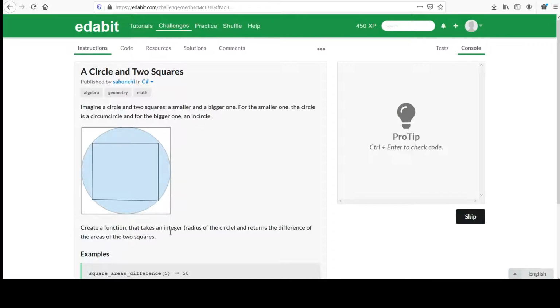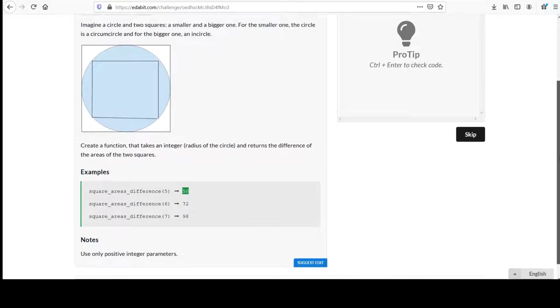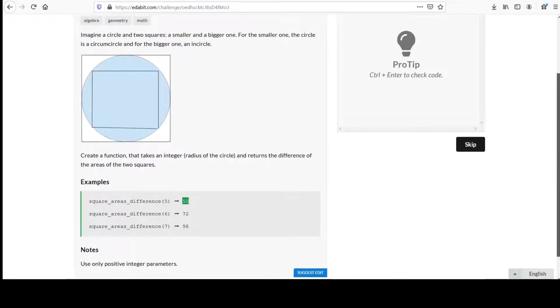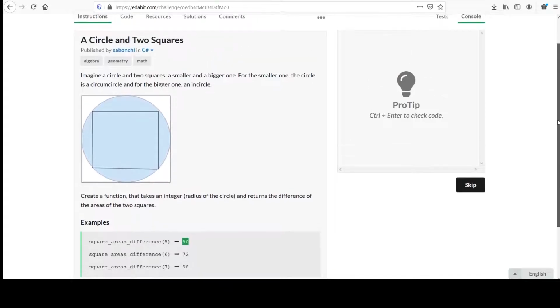So you are to create a function that takes an integer, which represents the radius of the circle, and returns the difference of the areas of these two squares. They give some examples. We will figure out how to make sense of this as part of the solution. Any notes: only use positive integer parameters. Yeah, -1 wouldn't make sense. I think they're trying to tell us that they'll only give us positive values, so that's fine.